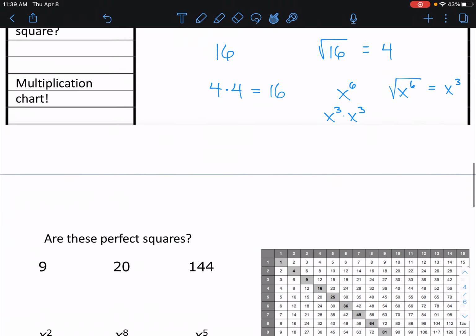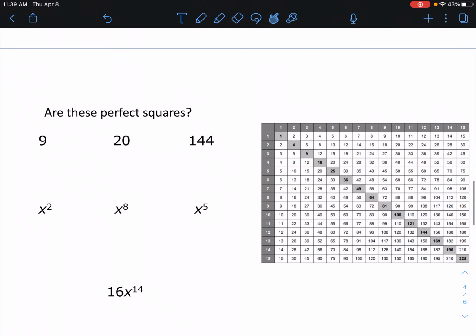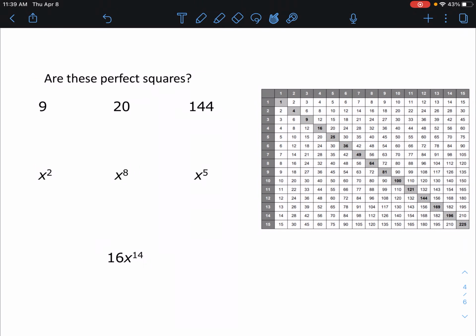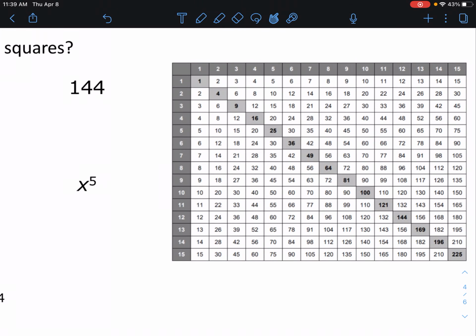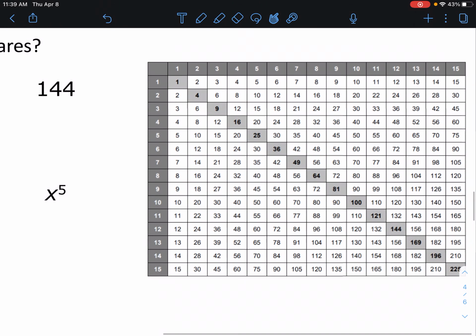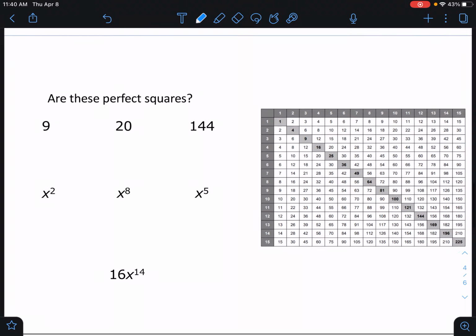Okay, again, the multiplication chart. This is the multiplication chart that you have or can download. So are these perfect squares? Well, on this chart, you'll notice the ones that are highlighted on the diagonal are perfect squares. So that's a nice way to look at it. Here's 25, right? 5 times 5. Those two numbers are the same. So the square root of 25 is 5, okay? So you can use this chart.